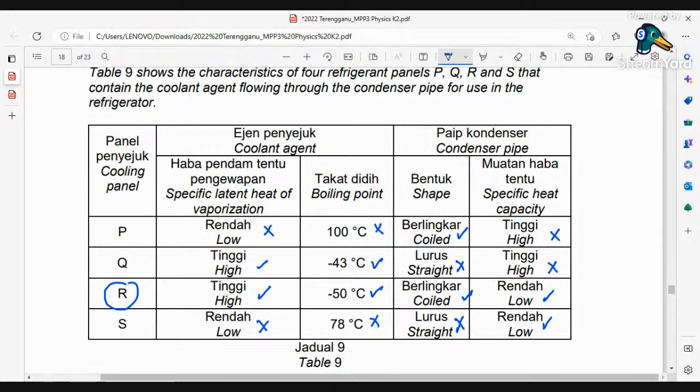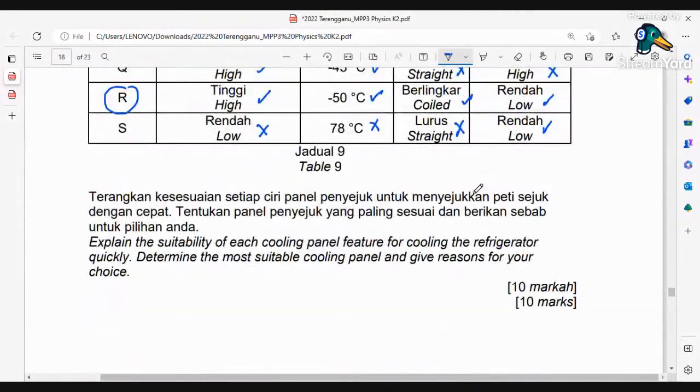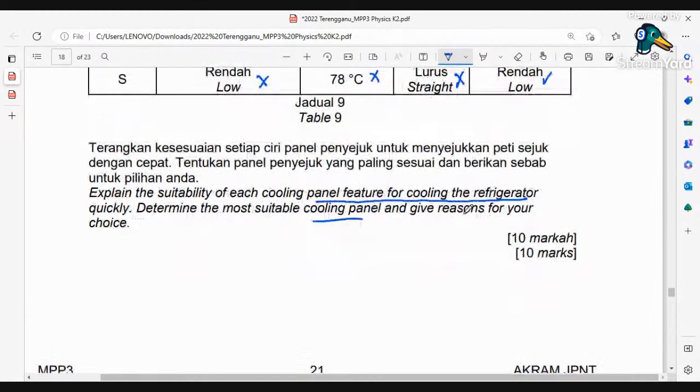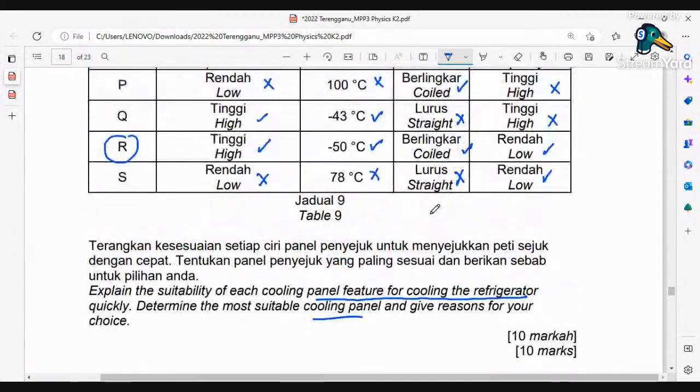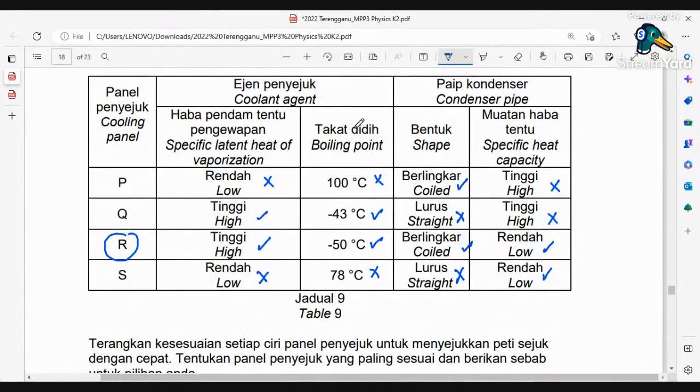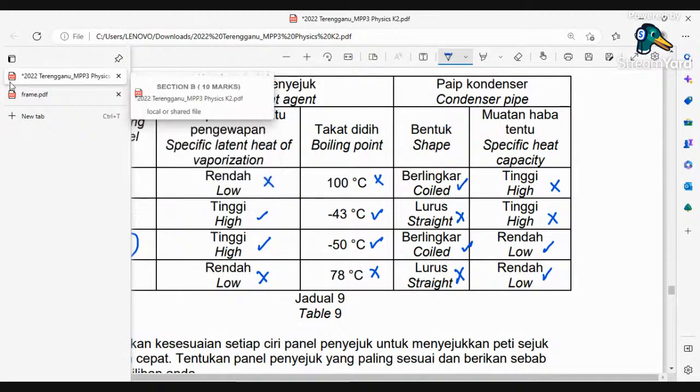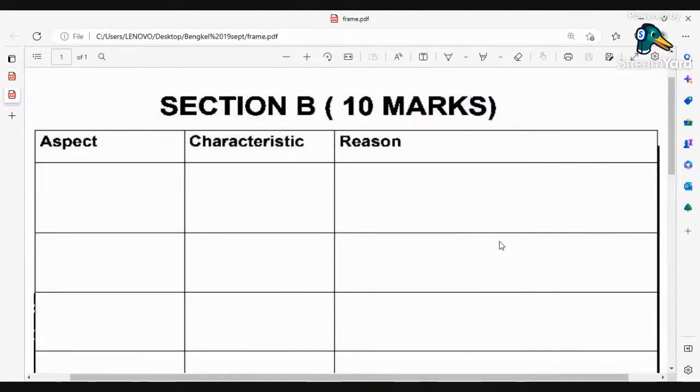Okay, so for this one, the question is explain the suitability of the panel features for cooling of refrigerator, the most suitable cooling panel, give reason for your answer. This one normally we write in table form. For specification, you must write the spec in the table form. First we have the cooling agent. I write down the spec.